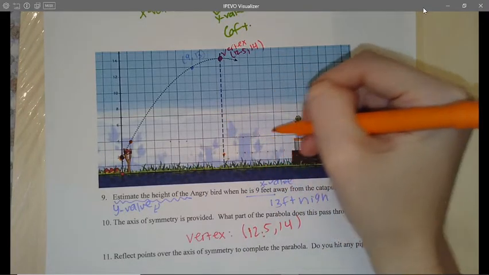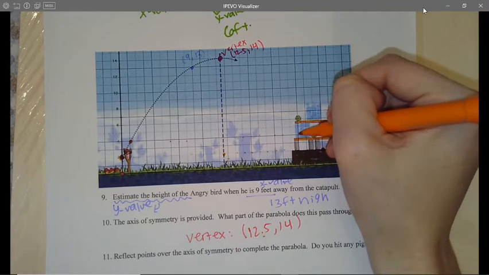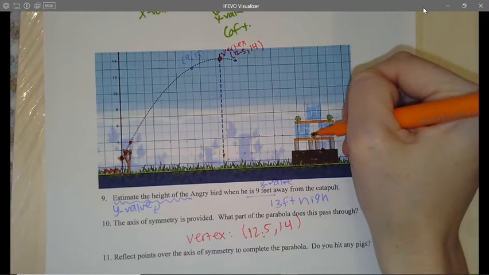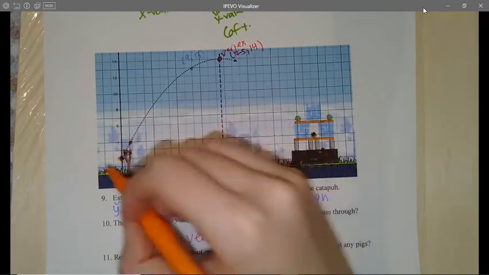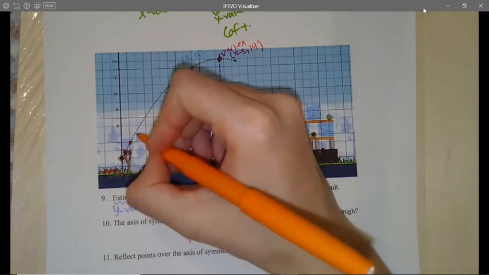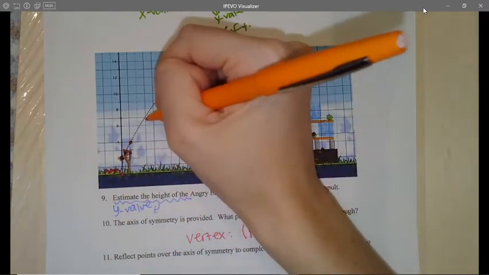1, 2, 3, 4, 5, 6, 7, 8, 9, 10, 11. It looks like we're going to hit some Angry Birds. Or the Angry Birds is going to hit some pigs. Let's see. The next whole point I see, this one looks pretty solid.